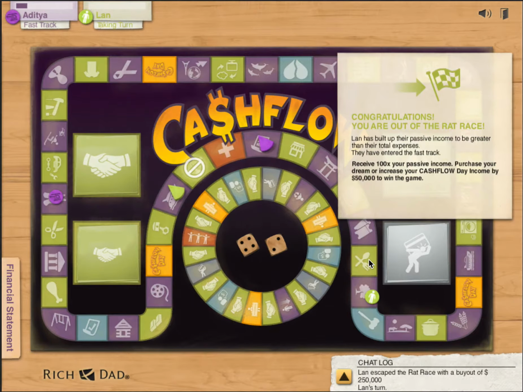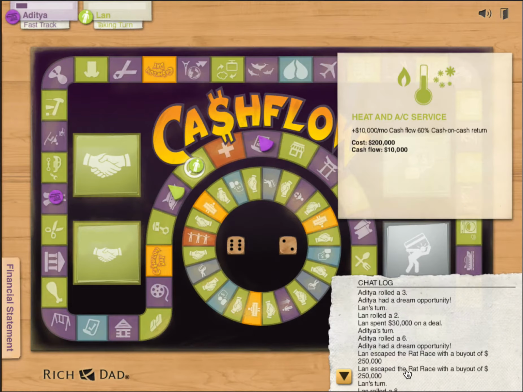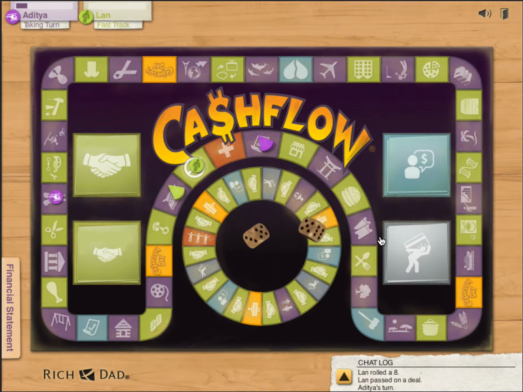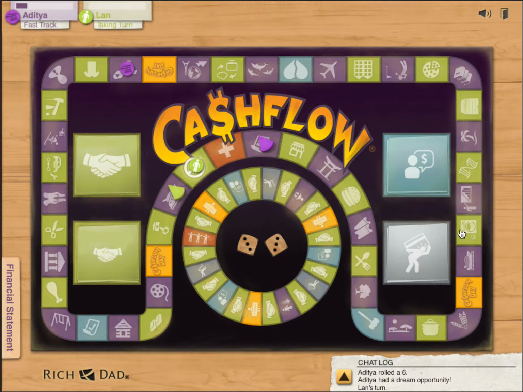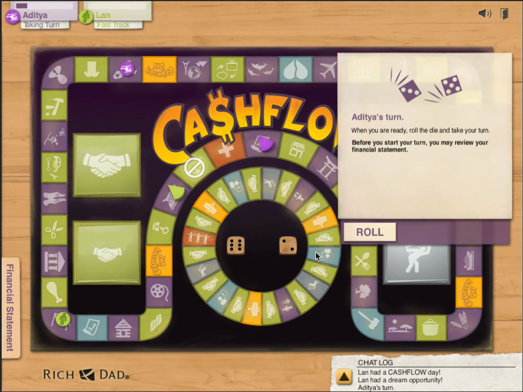And he's out of the rat race. Notice he's out of the rat race with 250,000, so we have a better bankroll than him in our escape. Unfortunately, we're not catching any deals, just hitting these purple dream spots. The only dream spot we really care to hit is this one, and possibly this one because it increases his cost.